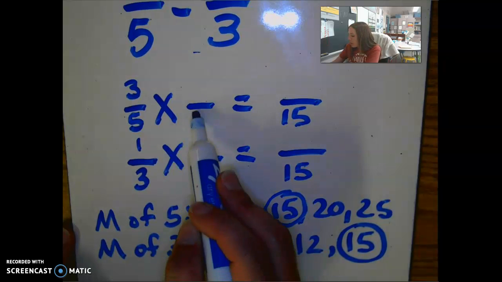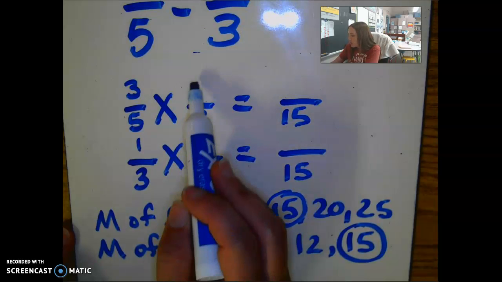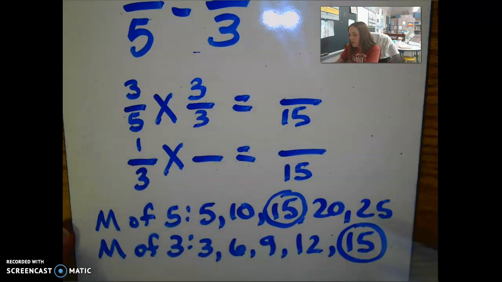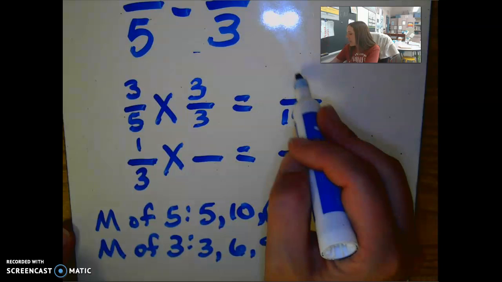Well, I multiply 3 times 5 to get 15. So I'm going to multiply my numerator 3 by 3 as well, because whatever I do to the bottom, I have to do to the top, because we are creating equivalent fractions. Okay, so 3 times 3 is 9.